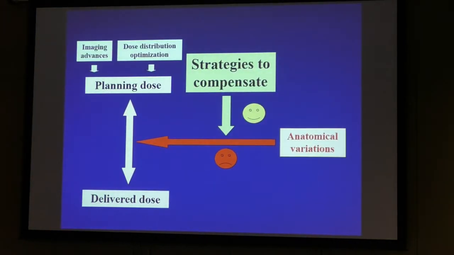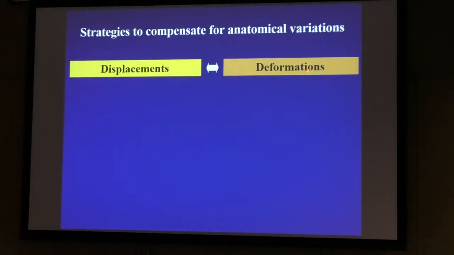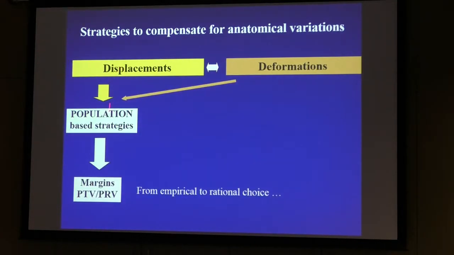So there is a clear need to define strategies to compensate for all these anatomical variations. Historically, there are two kinds of anatomical variation: displacement and deformation. For displacement, the simplest historical way was to define PTV and PRV around our target. This is obvious today, but I remember 20 years ago, the definition of such margins was relatively empirical. People said that the prostate should move around 1 cm, so the PTV can be 1 cm.